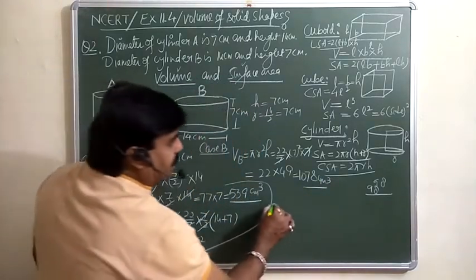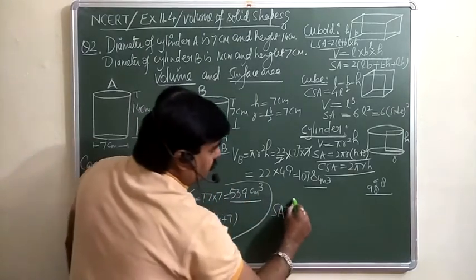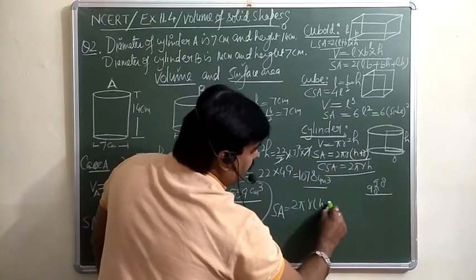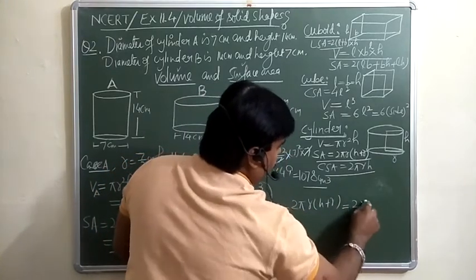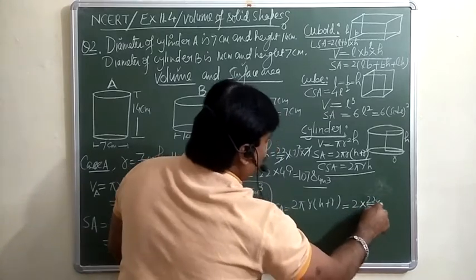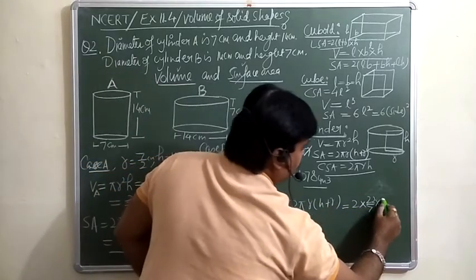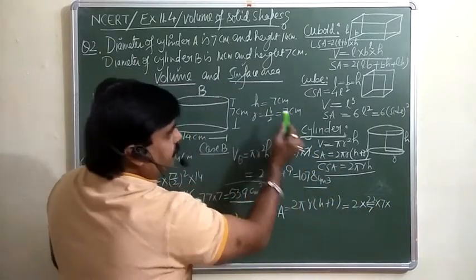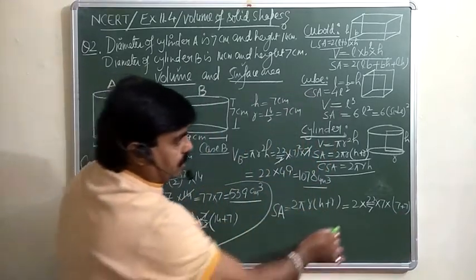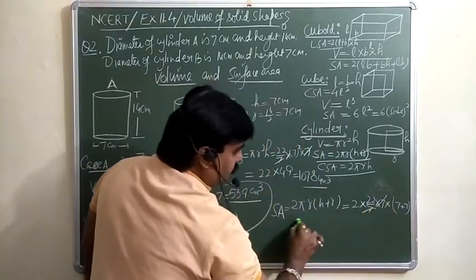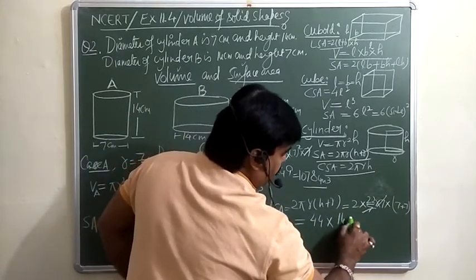Now the surface area, if you calculate, that is 2 pi r in bracket h plus r. So that is 2 into pi, that is 22 over 7, into r. Radius will be equal to what? 7, into h is 7, radius is also 7. 7 plus 7, you can put the values here and solve it. So this 7 and 7 cancelled here, so you will get 44 into 14. Then you can multiply.